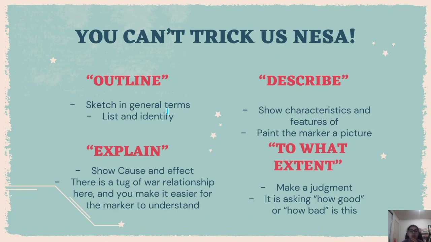Then we've got to what extent. Now, to what extent is a judgment question. So you have to make a judgment. You have to say to a great extent, to a small extent, to no extent. So please don't miss out on that. So make a judgment and then back that judgment up with your data. Really important. It's basically asking, for example, how good or how bad is something. So you have to say it is effective to a great extent. It is not effective. It is effective to a minor extent. Whatever you want to say, you just have to make sure that you are making a judgment because it's a to what extent question.